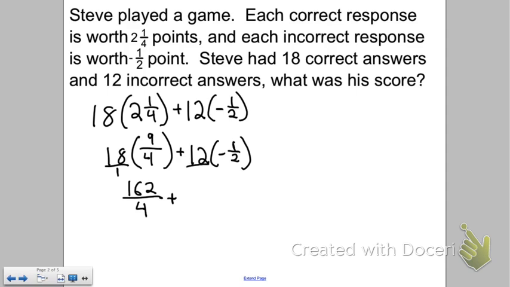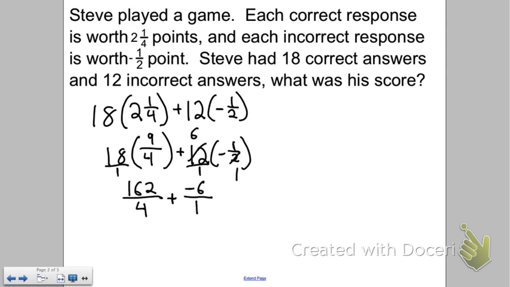I'm going to turn this 12 into 12 over 1 as well. I can make this easier to multiply, and I can turn this into a 1 and turn this into a 6. So 6 times negative 1 is negative 6. 1 times 1 is 1.